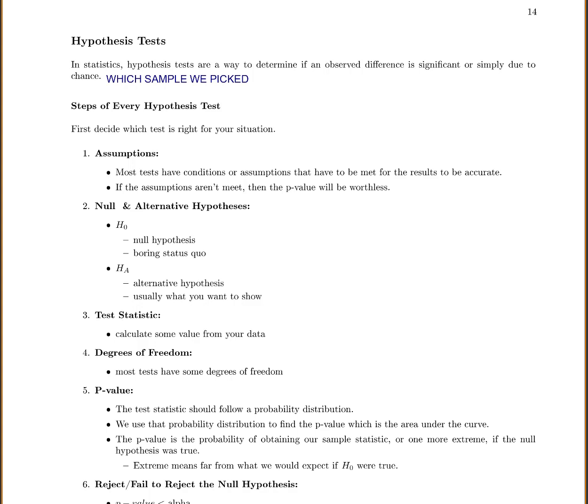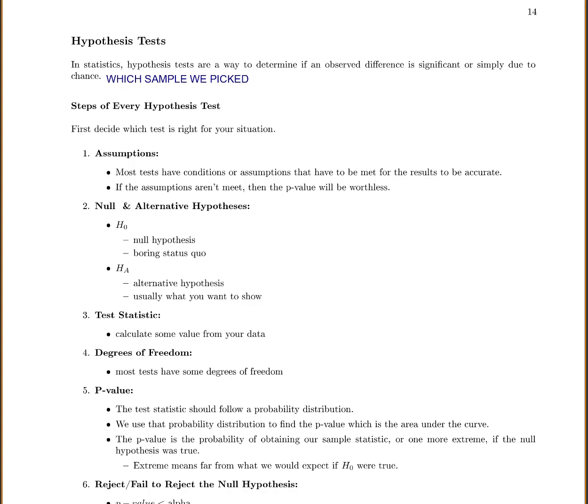So for the steps of any hypothesis test, first you always have to decide which test is going to be right for your situation. So if you want to test something about a population mean, you might want a z-test or a t-test. In this class, we're going to be doing tests for regression. So we'll use t-tests for individual predictors, we'll use an f-test for overall fit. We'll have a lot of different tests and you have to find the right one.